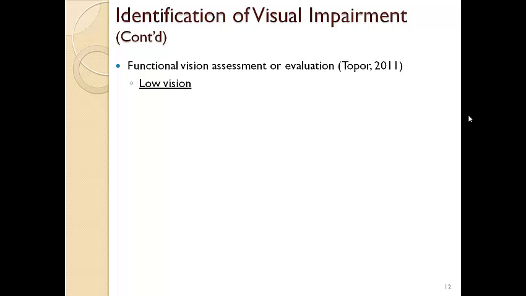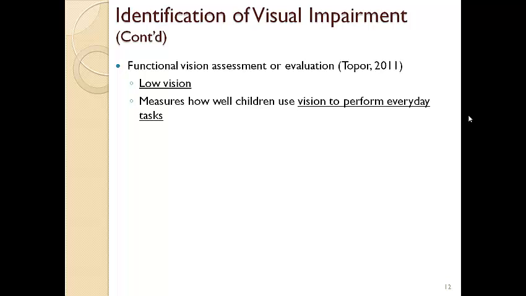Basically, this is for people, or students, who have low vision, and it measures again how well children use vision to perform everyday tasks. So we are looking at things like what is their visual acuity at near distances, how well they can read or how far they can see, what their visual field is like when they're in a classroom.